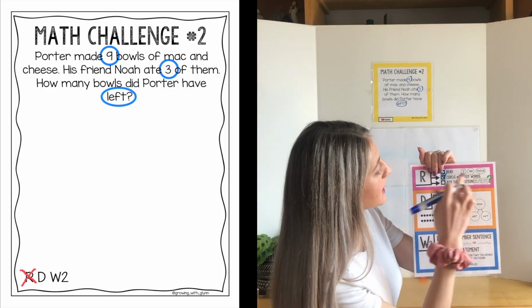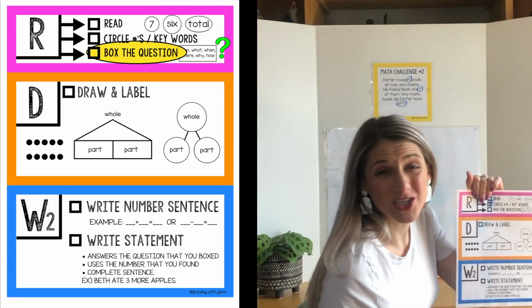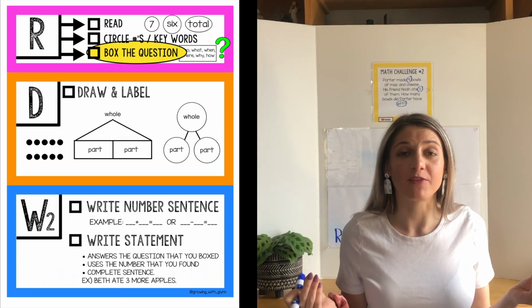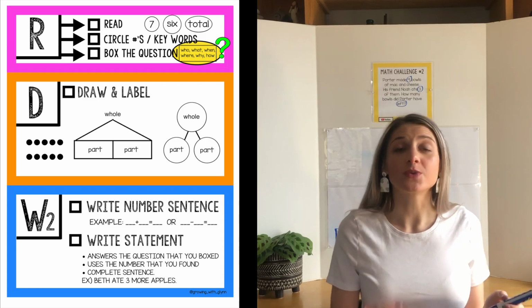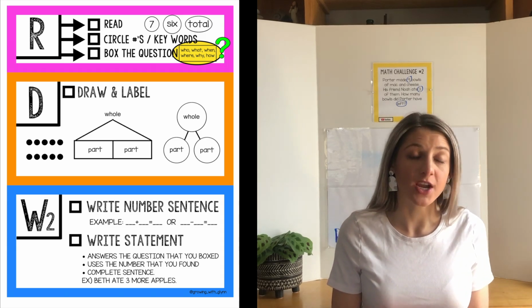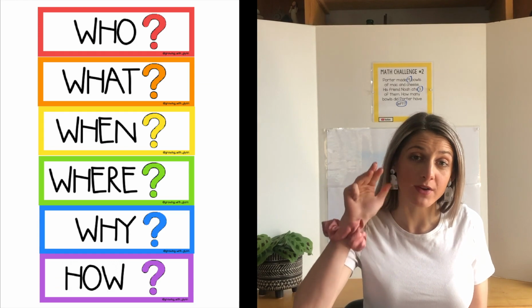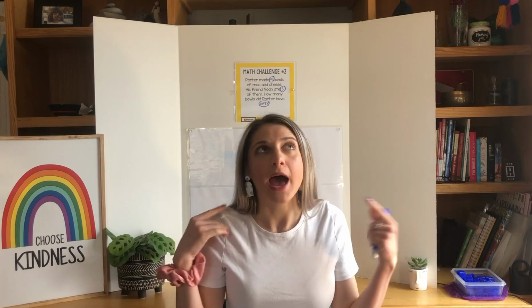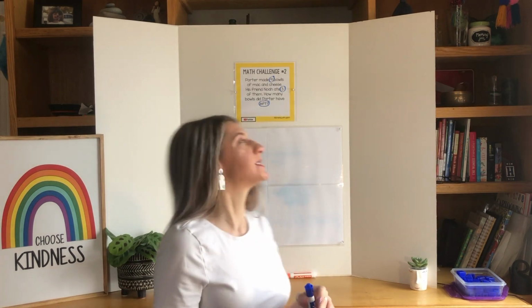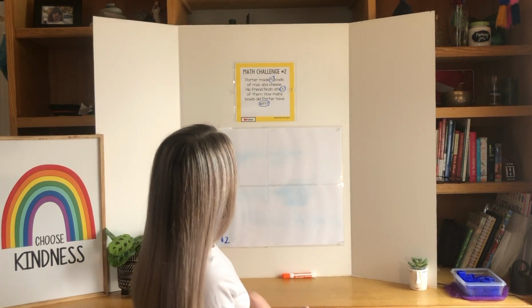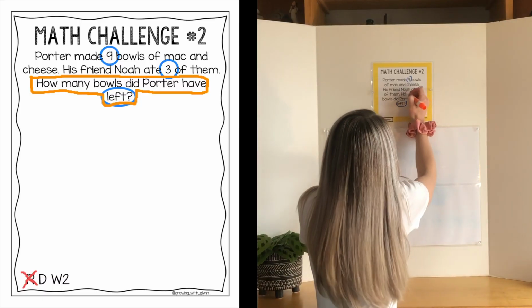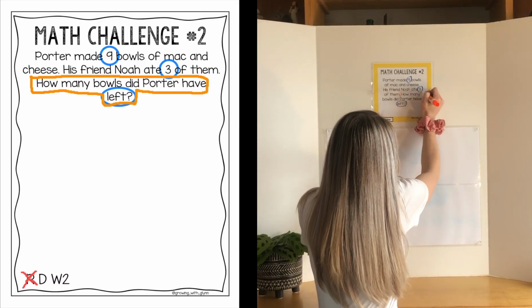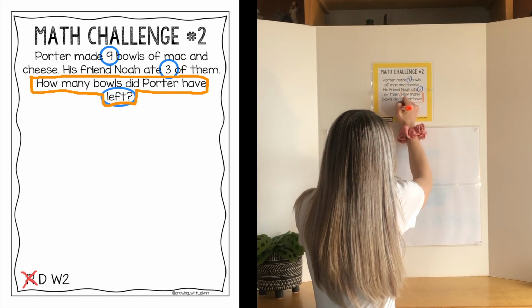Checking off circle numbers and keywords, moving on to box the question. Some of us might have a harder time finding the question, so we have tricks to help us. The question starts with a question word, and for that we have our chant: who, what, when, where, why, how. And we know that the question ends with a question mark. So let's go look and see if we can find any of those words in our problem. I see the word how for the start of our question. And I know it's going to end at the question mark.